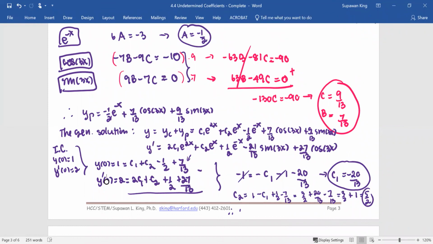So the solution of this initial value problem would be y equals negative 20 over 13 e to the 2x plus 5 over 2 e to the x minus 1 over 2 e to the negative x plus 7 over 13 cosine of 3x plus 9 over 13 times sine of 3x.